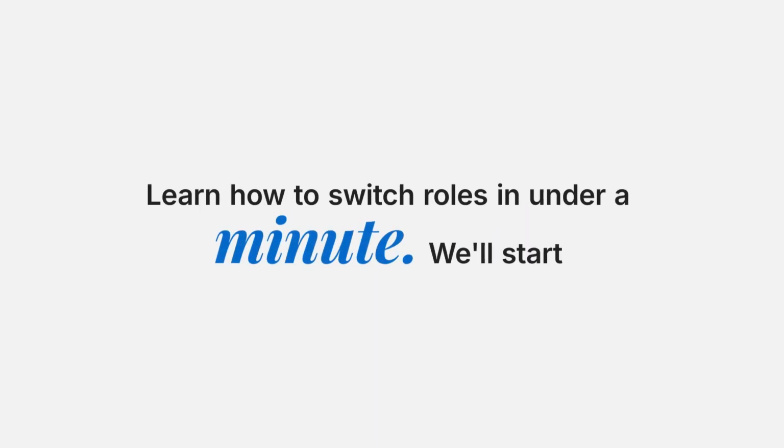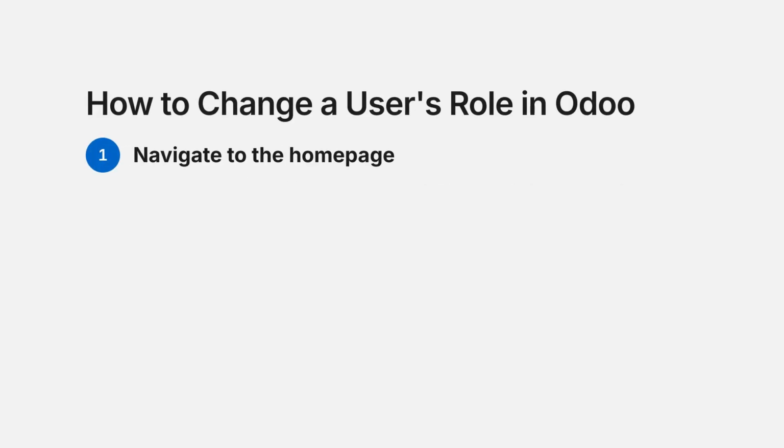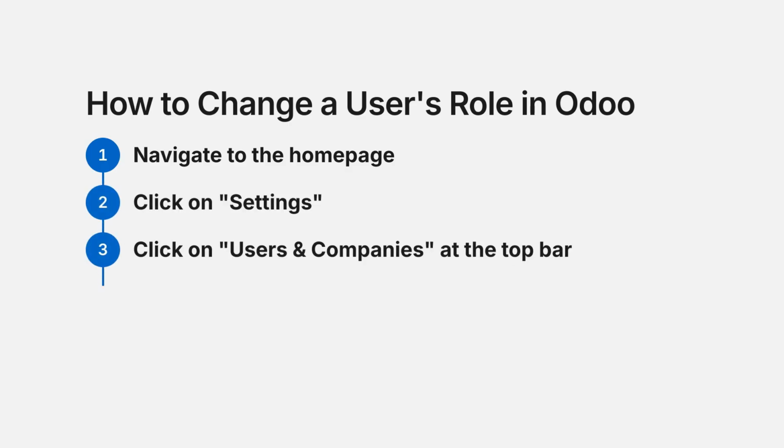Are you tired of hunting through Odoo's menus just to change a user's permission? Learn how to switch roles in under a minute. We'll start at the homepage, then click through Settings, Users and Companies, and Users. From there, you'll select the user, adjust the role, and save.